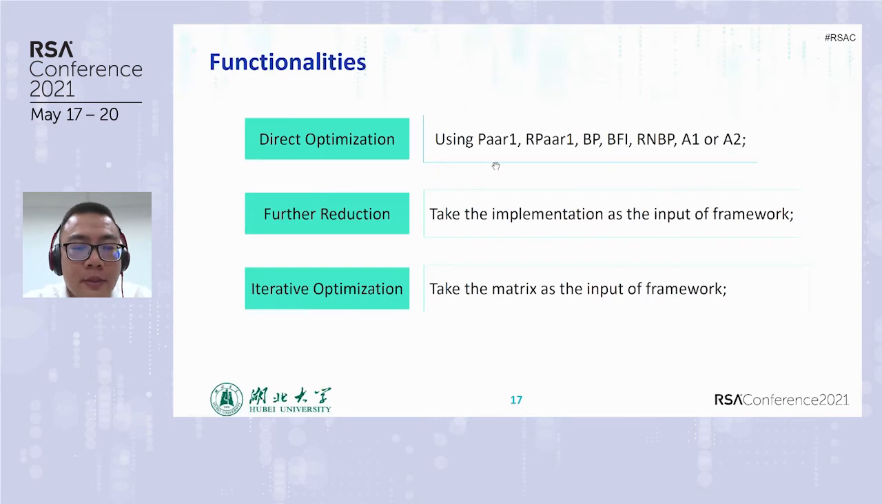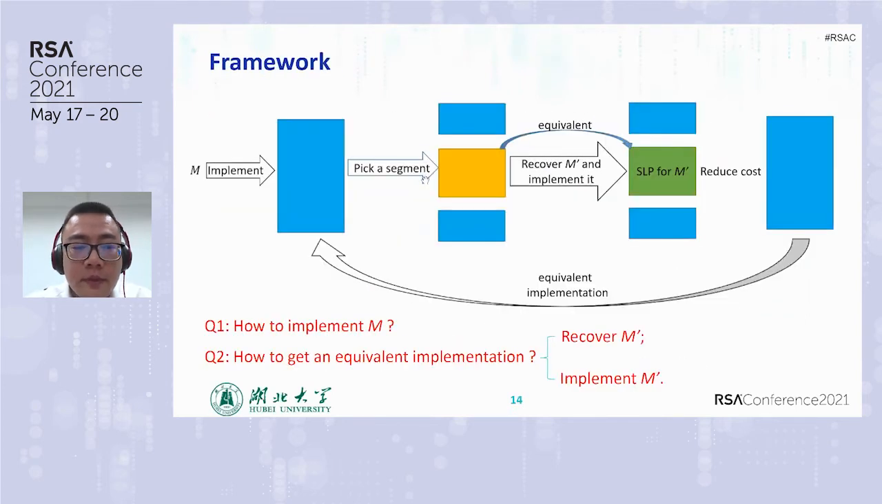Embedding these heuristics in our framework, we can implement this method to compute the matrix. We can use these heuristics to implement the matrix randomly. And if the implementation is the input of our framework, we can start here and go on the procedure step by step. But if the matrix is the input of our framework, we can start here and implement it by one of the methods we embedded in our framework randomly.